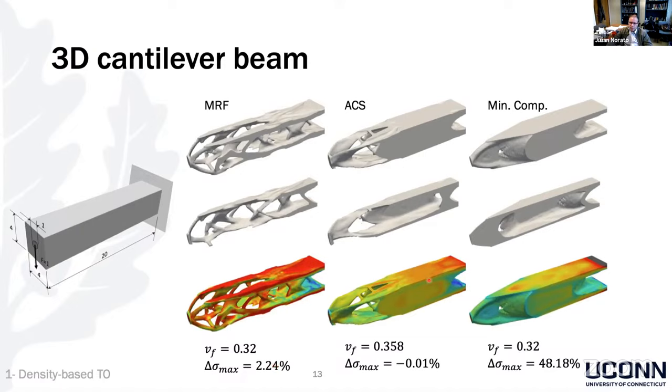This is what we get with adaptive constraint scaling. And this is the minimum compliance design for the same amount of volume that we get with the MRF approach. So already if you compare the MRF approach to the adaptive constraint scaling, we get a much more fully stressed design, so to speak, than with the adaptive constraint scaling approach. The adaptive constraint scaling approach is very good at maintaining the stress limit. It's very, very close to zero. But we are getting a better design. It's actually lighter and closer to being fully stressed.